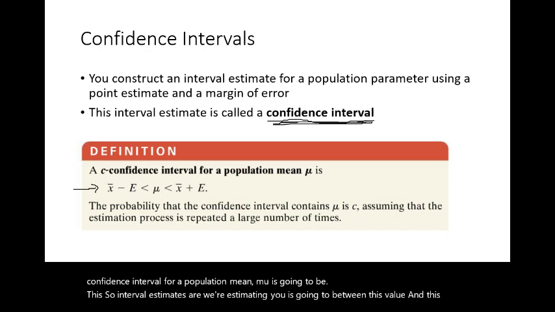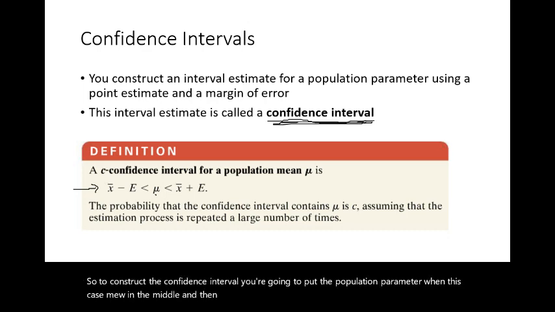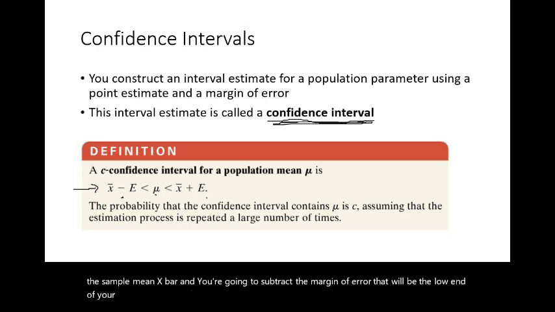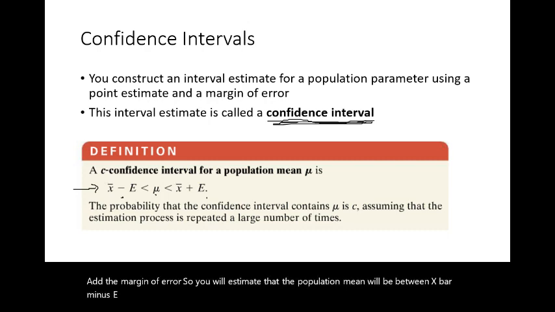To construct the confidence interval, you're going to put the population parameter, in this case mu, in the middle. For the low end of the interval estimate, you're going to take the sample mean x bar and subtract the margin of error. That will be the low end of your estimate. For the high end, you're going to take your sample mean x bar and add the margin of error. So you will estimate that the population mean will be between x bar minus E and x bar plus E. You'll have a low end, which is x bar minus E, and a high end, which is x bar plus E.